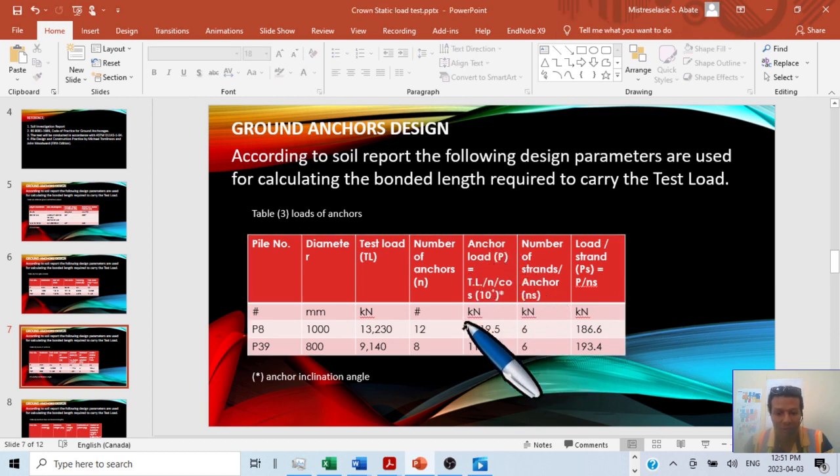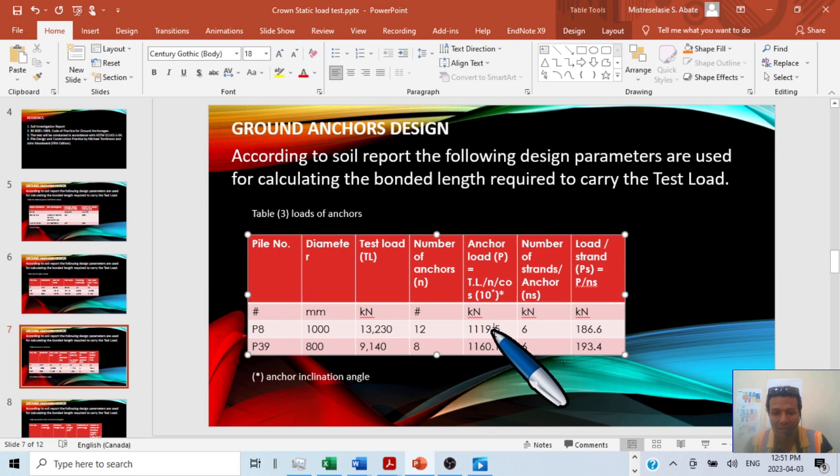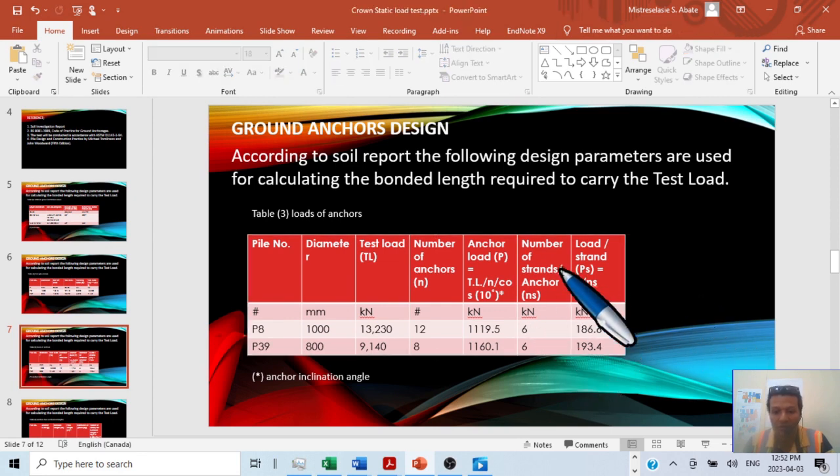Once you get the anchor load for each anchor from the test load, we have the number of strands. For each anchor we have 6 strands. So the load divided by the number of strands per anchor, which is 6: 1119.5 divided by 6, we get 186.6 per strand. This is the load on each strand.